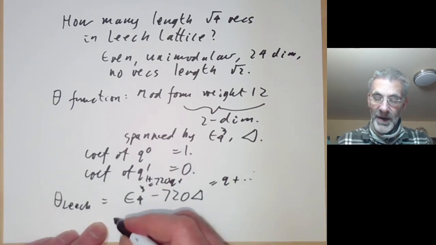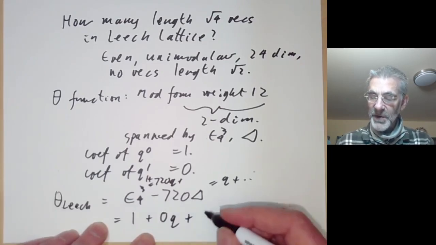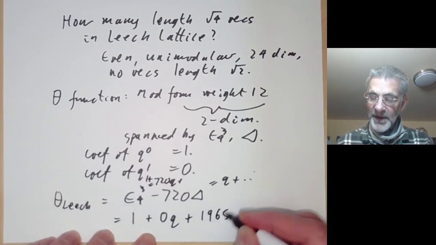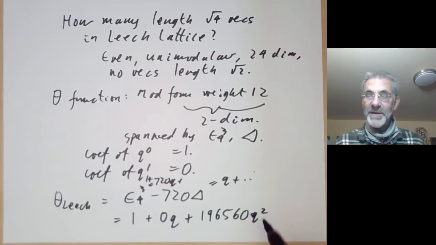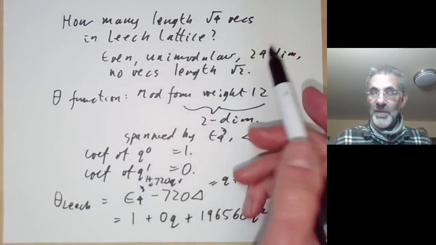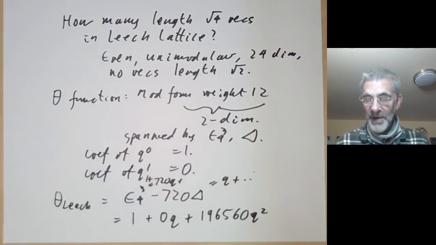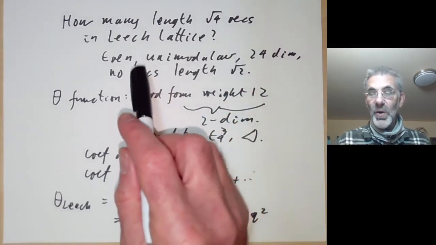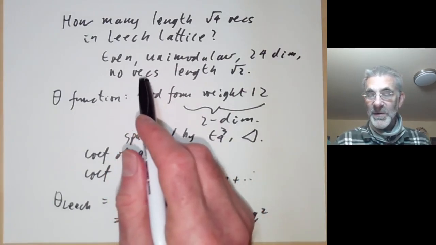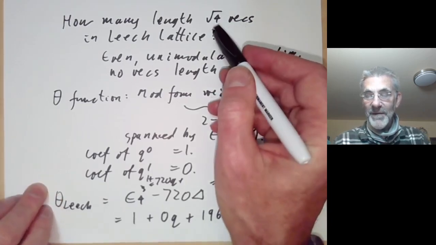So this will now have theta series 1 plus 0 times q, and you can now work out the coefficient of q squared, and it's 196560. So we've sort of magically found the number of norm 4 vectors of the Leech lattice, knowing almost nothing about the Leech lattice. So if you want an exercise, you can do the same thing in 32 dimensions. There are more than 10 million such lattices with no vectors of length root 2, as Oliver King proved, and the problem is to work out how many vectors of length root 4 does such a lattice have.